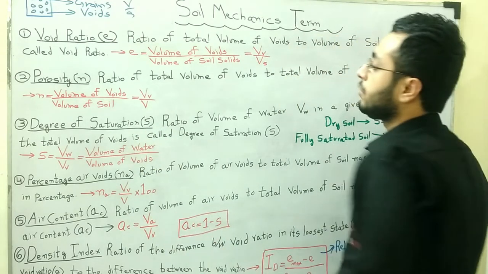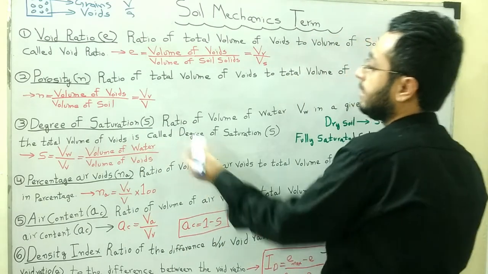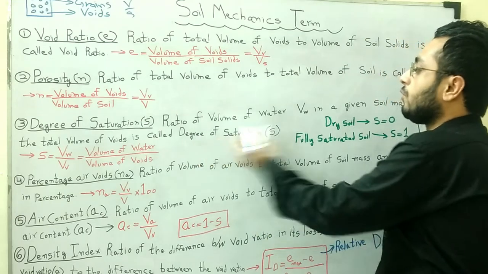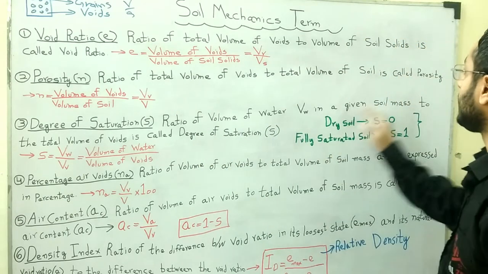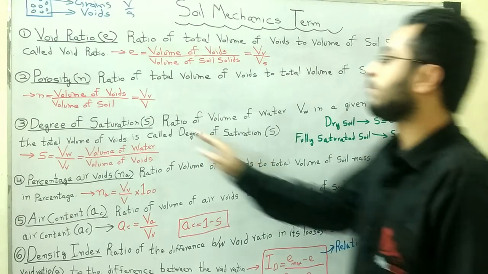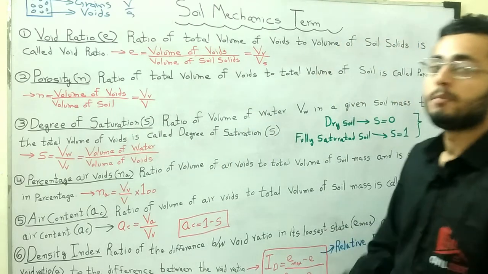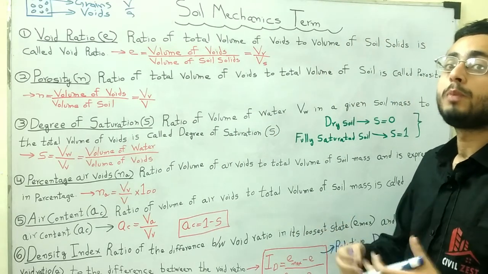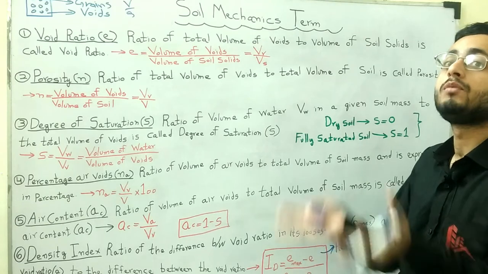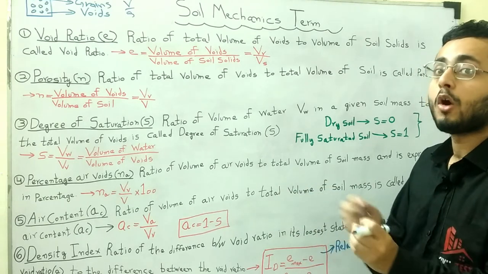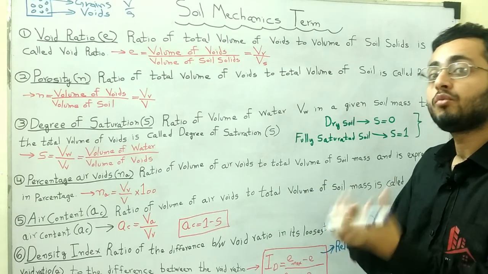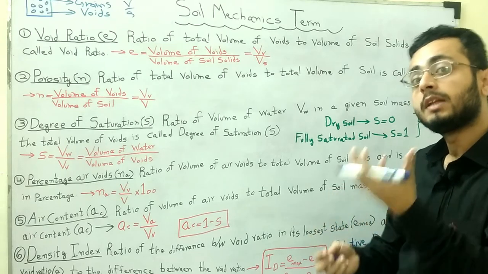Now, what is the degree of saturation? Its symbol is S. Its definition is the ratio of volume of water Vw in a given soil mass to the total volume of voids. It tells us how much the soil is saturated with water, that is, how much the soil has absorbed water.